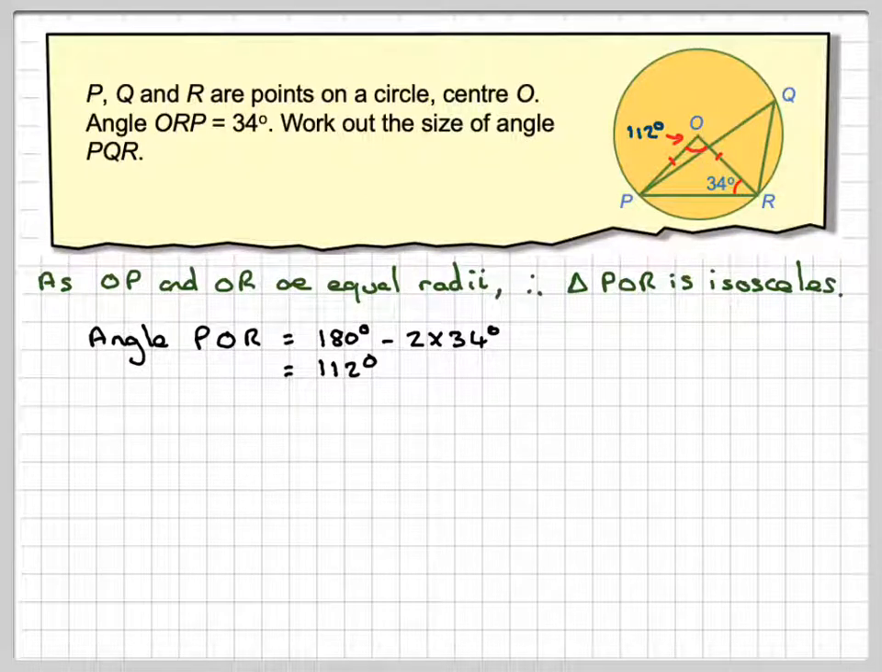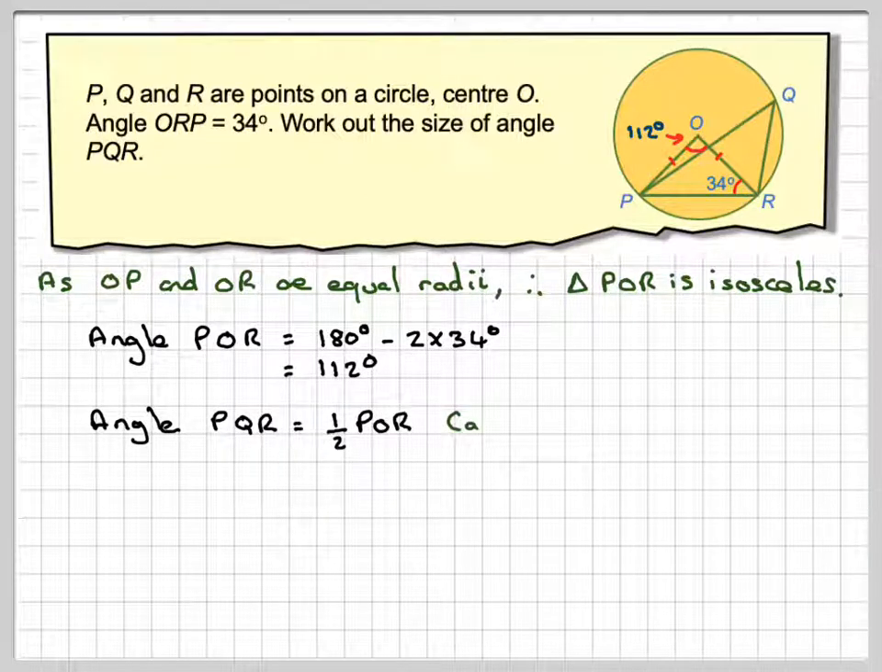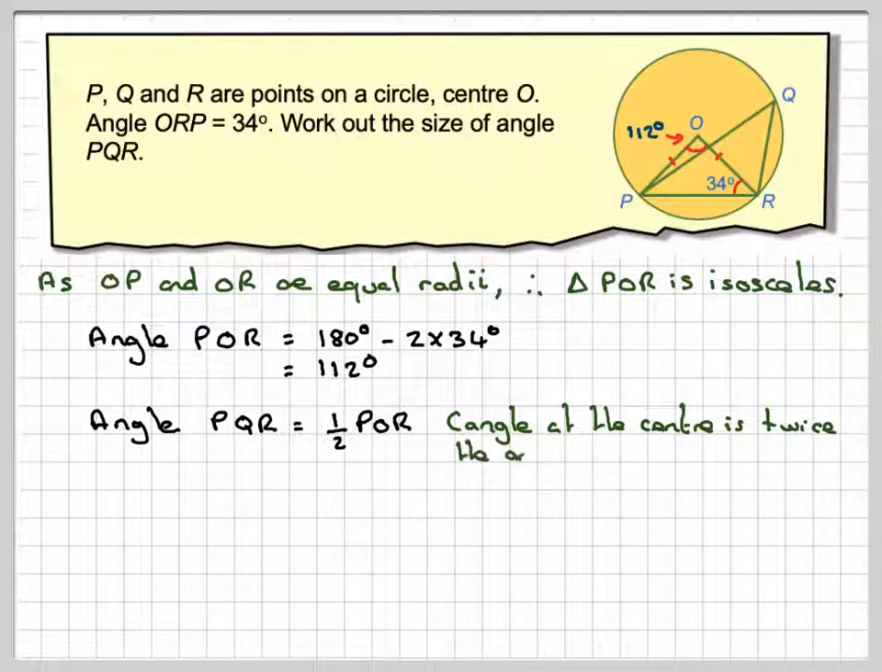Now, this is the angle at the centre, and this is the angle at the circumference. So you can imagine, if you can drag that right up here, that will look like the familiar theory that you all know. But this time it's been dragged over here. So angle PQR will be a half of POR. The angle at the centre is twice the angle at the circumference, is the rule.